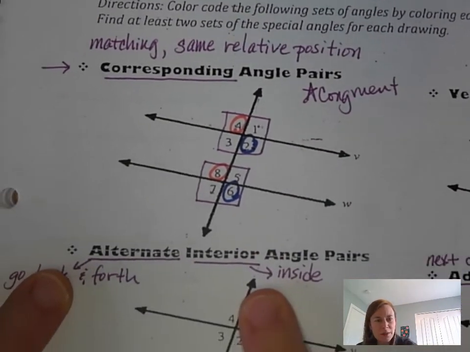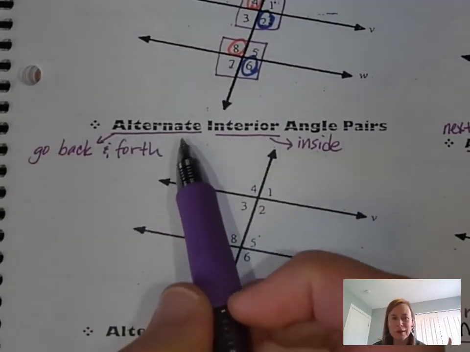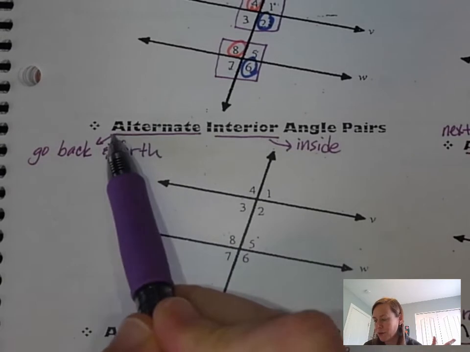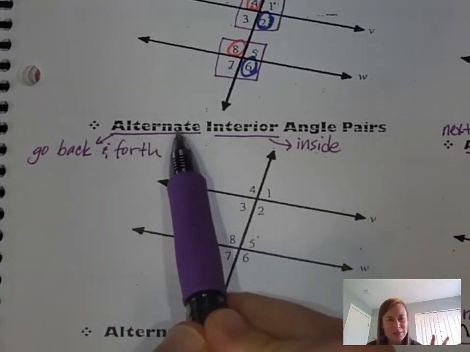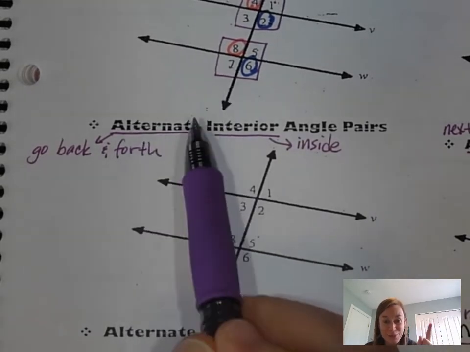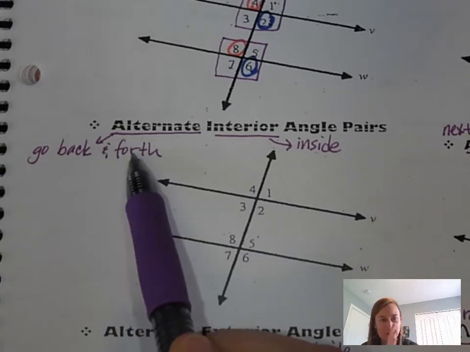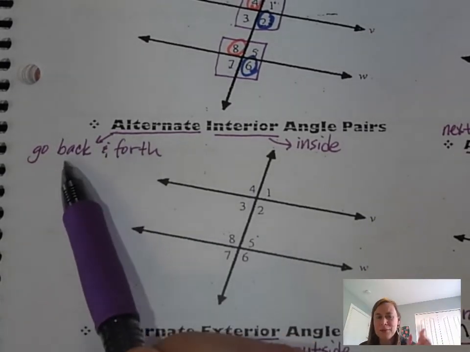The next one we're going to talk about is your alternate interior angle pairs. Okay, let's talk about words again. What does alternate mean? Or alternate? Either way, one's a verb, one's a noun, right? Or adjective, yeah, but this is math class, so back to math. Alternate means to go back and forth. Okay? We'll talk about that more in a second.